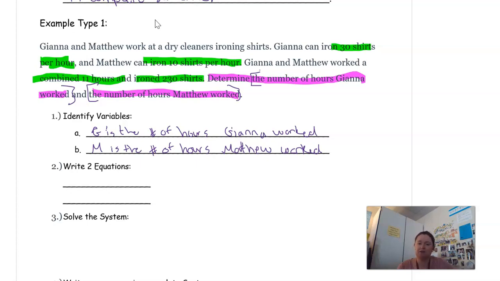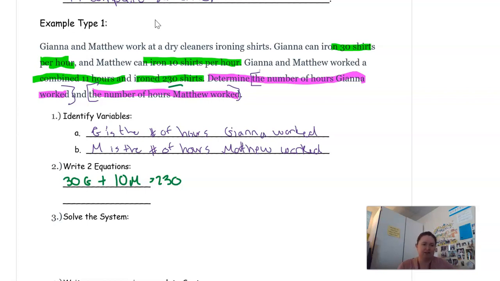Looks like my first equation is going to be about shirts. So Gianna can do 30 shirts in an hour, so that's 30G. And "and" means plus in math usually. Matthew can do 10 shirts in an hour, so that's 10M. And altogether they iron 230 shirts. I'm not using 11 in here because it's talking about hours, and this equation is about shirts.